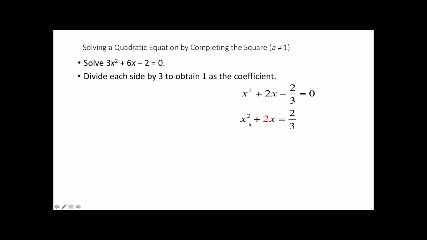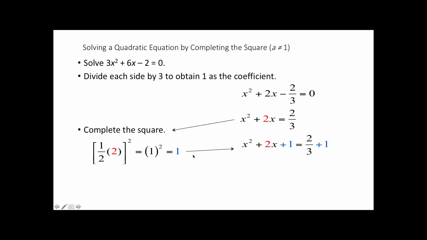And then write it in the correct form. So move the constant term to the other side. And now we're ready to complete the square. Take half of 2 and square it. So we get 1. And that's what we're going to add to both sides of the equation. Now we have this trinomial, x squared plus 2x plus 1, that we want to factor into a perfect square. And combine on the other side.